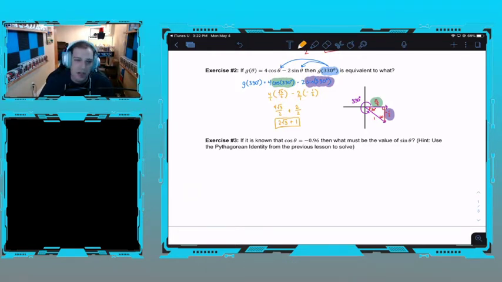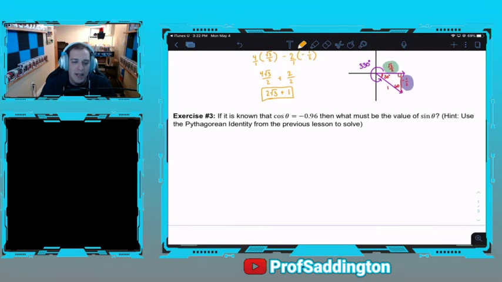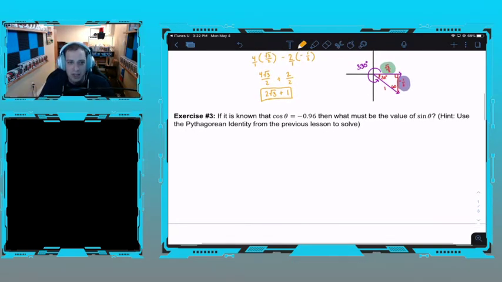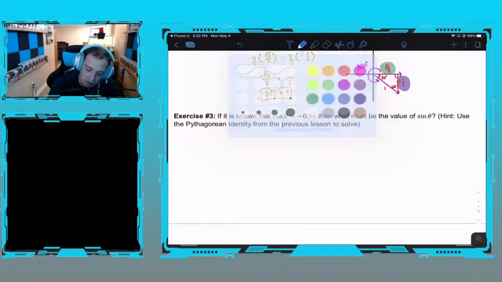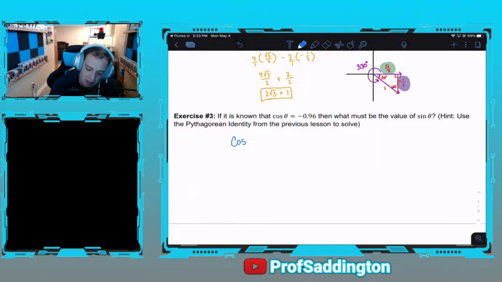So I'm going to go down to exercise number 3. And I put the hint in here, it says use the Pythagorean identity. It says it's known that cos theta is equal to negative 0.96, then what must be the value of sine? In order to find this, we're going to use that Pythagorean identity because we know we're working with a unit circle. So the Pythagorean identity was cos theta squared plus sine theta squared is equal to 1.